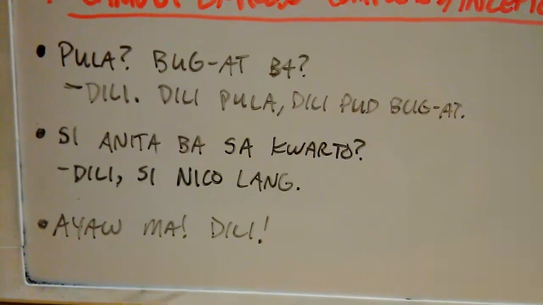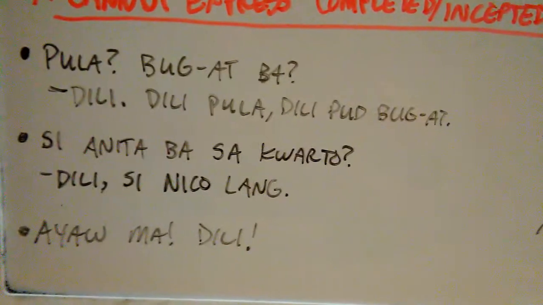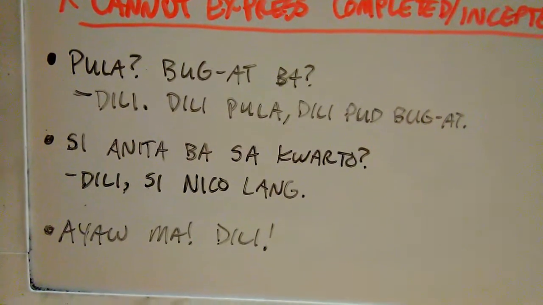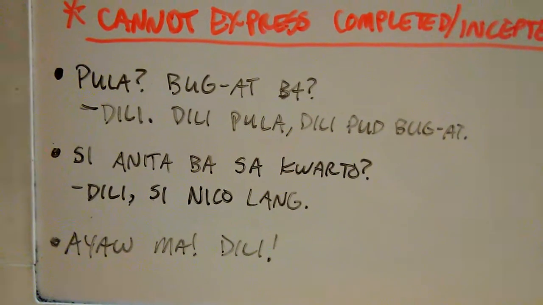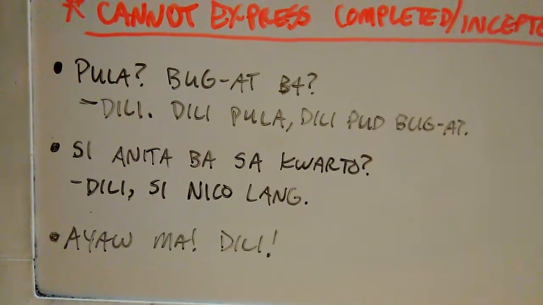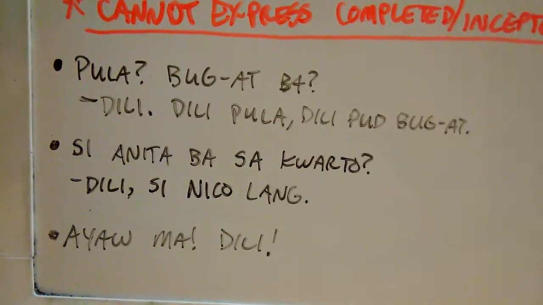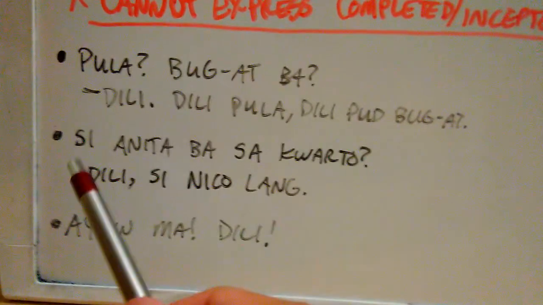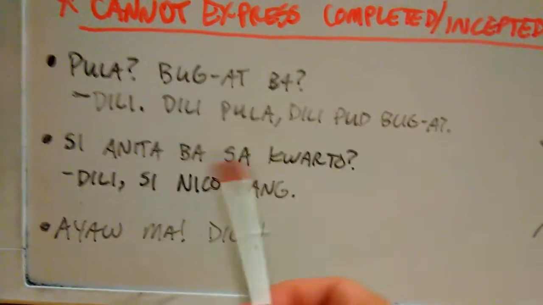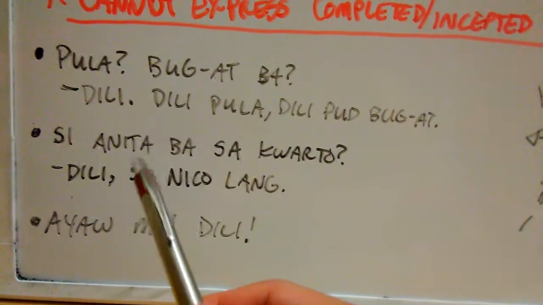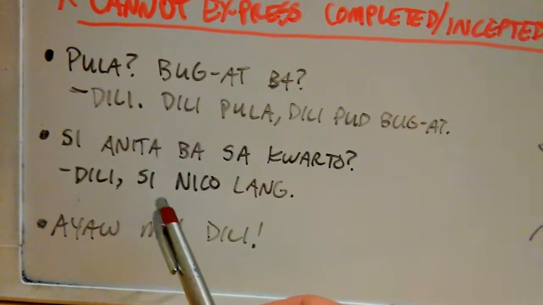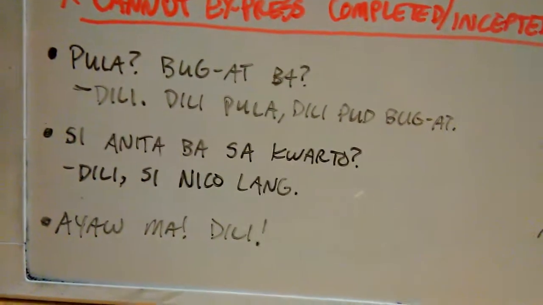Okay. The second one we have is also for nouns, negating nouns. Now keep in mind though, this may seem like an existential question, but it's not. Okay, and then I'll give you an example of an existential question like this. Si Anita ba sa kwarto? Dili. Si Nico lang. Is Anita in the room? Is it Anita that's in the room? No, it's just Nico, okay? Si Anita ba sa kwarto, this first person is asking, is Anita in the room, right? This person wants to know if Anita is in the room or not, right? And then the answer is dili, no, it's just Nico. Si Nico lang, it's just Nico in the room.